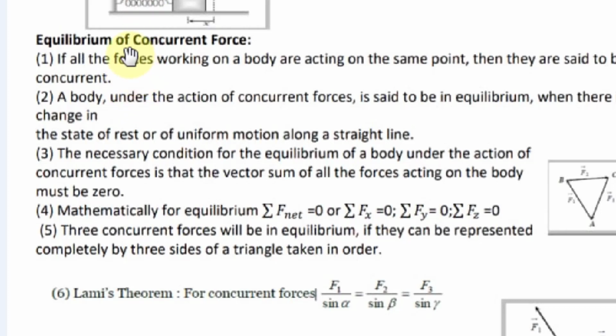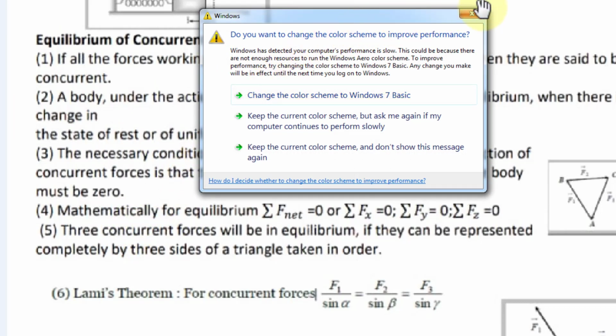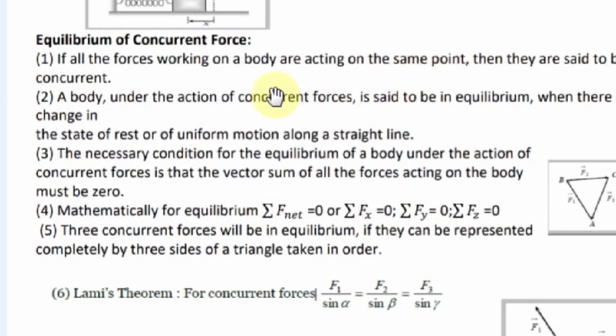Next is equilibrium of concurrent forces. Concurrent forces: if all the forces acting on a body are acting on the same point, then they are said to be concurrent. In mathematics, you already read concurrent lines: two or more lines passing through a single point. So like that, concurrent forces. If all the forces working on a body are acting on the same point, then those are concurrent forces. A body under the action of concurrent forces is said to be in equilibrium.